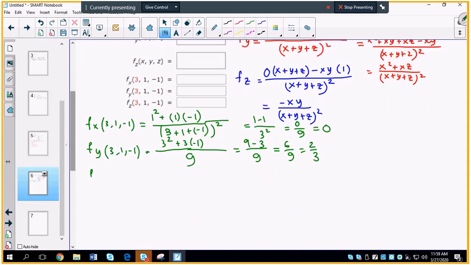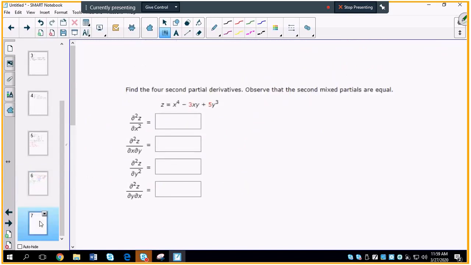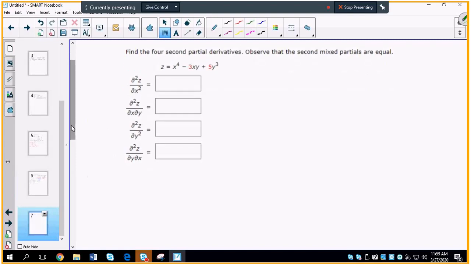Finally, I do f of z now, and f of z at 3, 1, negative 1 will give me x times y, but negative. So 1 times 1 over 9, which is equal to negative 1 over 9. And those are the 3 required answers for my question. Okay, there's one more problem in this handout, which is repeated partial derivatives.